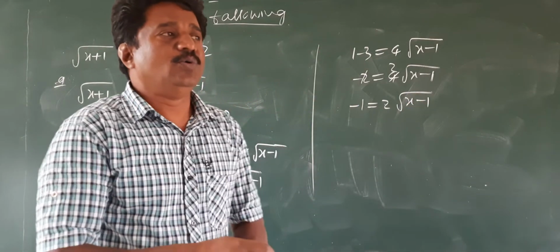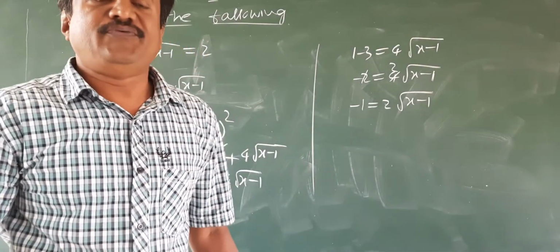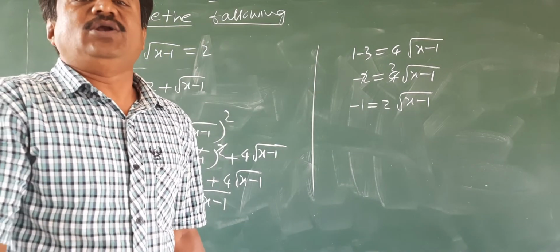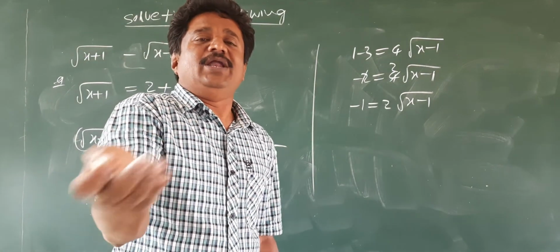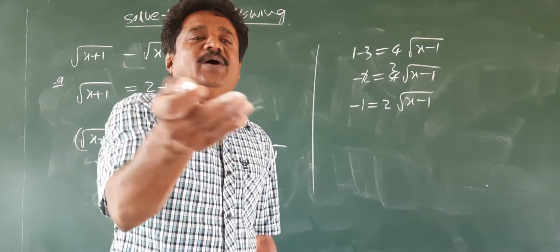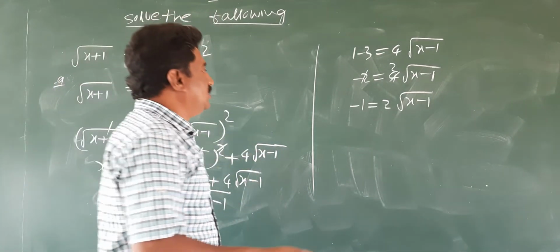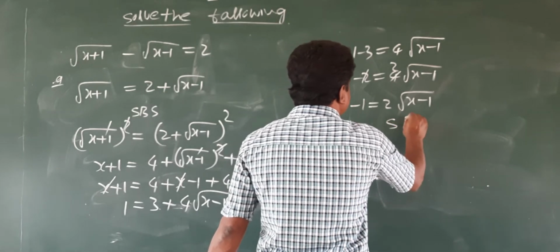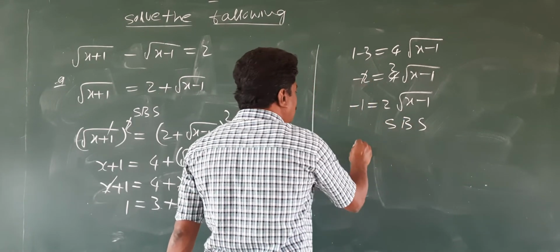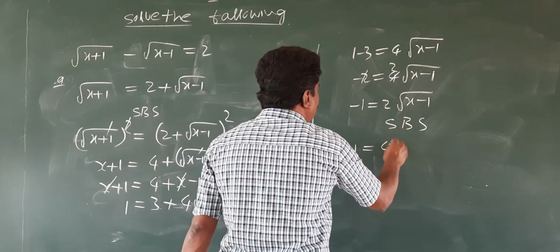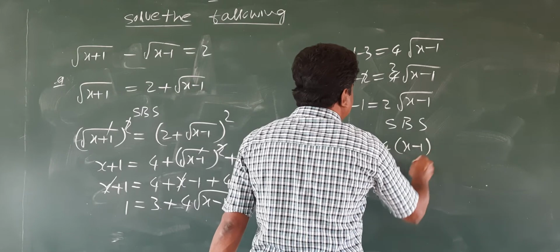Now again we have a root. How can that root be eliminated? It is only by squaring. Squaring both sides: minus 1 whole square is 1, and 2 square is 4 into x minus 1.